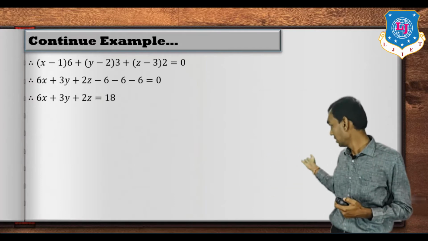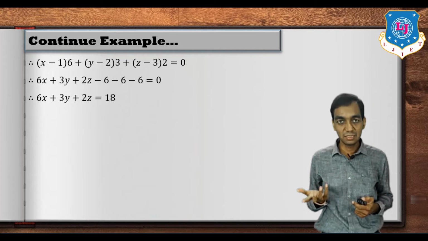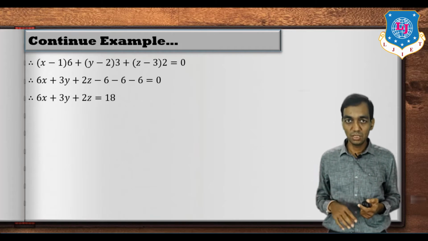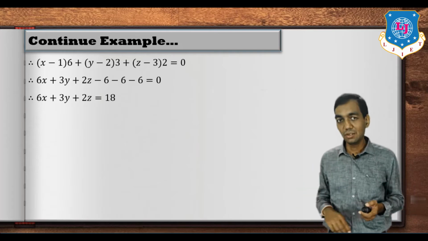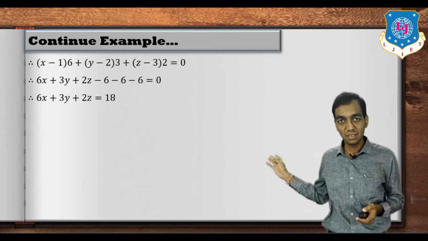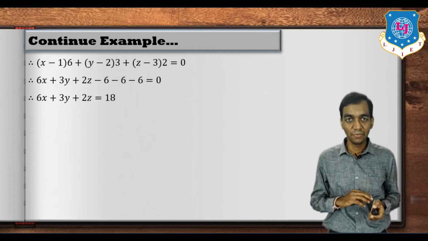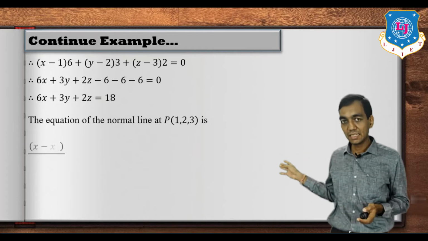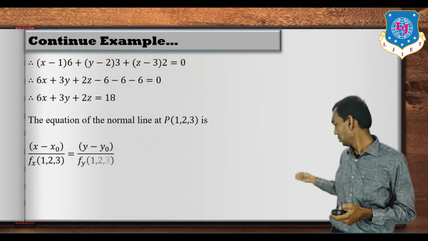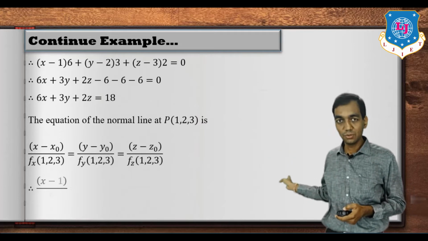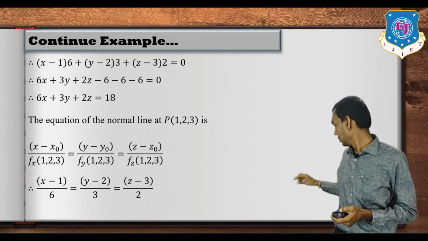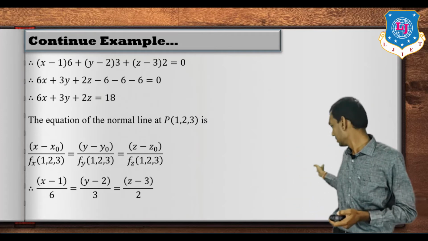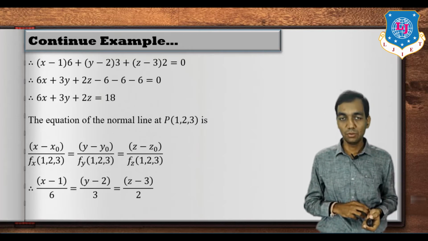That will give (x - 1) into 6 plus (y - 2) into 3 plus (z - 3) into 2 is equal to 0. Simplifying this, that will give you the equation 6x + 3y + 2z = 18. And the equation of a normal line is given by (x - x0) upon fx at the point (1, 2, 3) is equal to (y - y0) upon fy at the point (1, 2, 3) is equal to (z - z0) upon fz at the point (1, 2, 3).